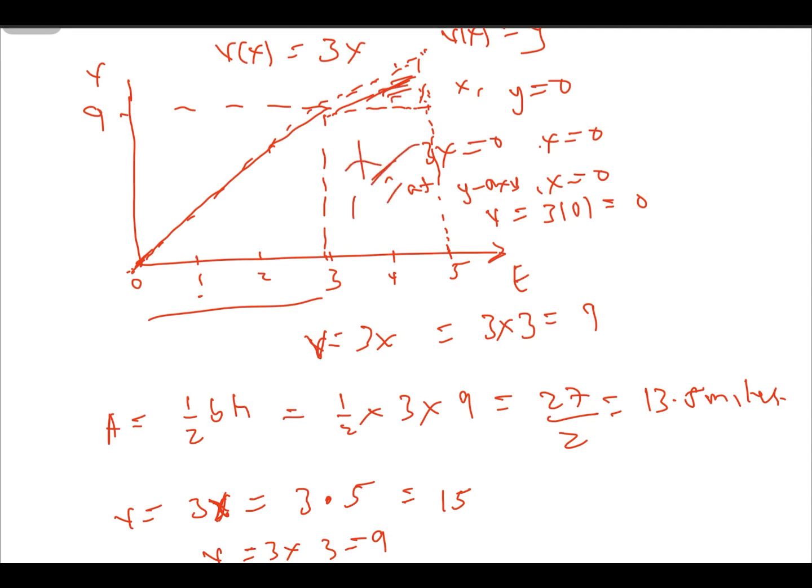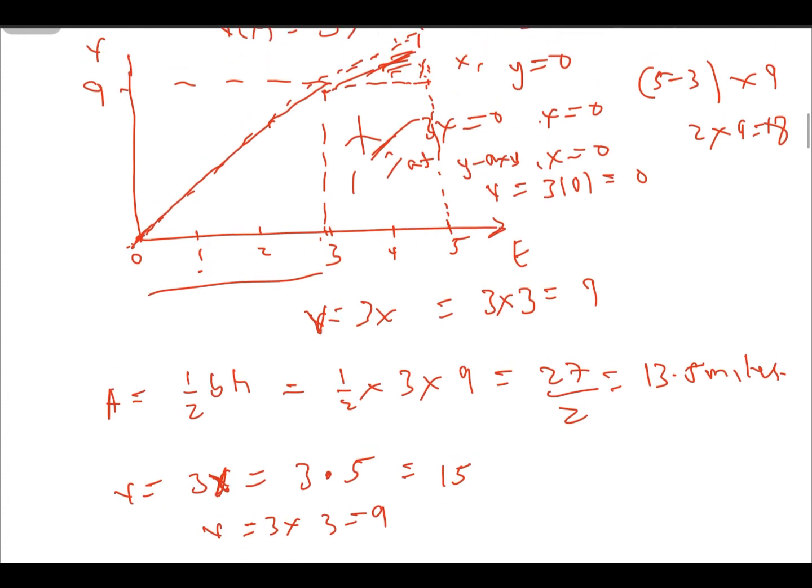So for the rectangle, we can calculate it straight away from it, which is what? 5 minus 3 times, and from here to here, it's what? 9. So 5 minus 3 is 2 times 9 is what? 18. And now let's look at the triangle.